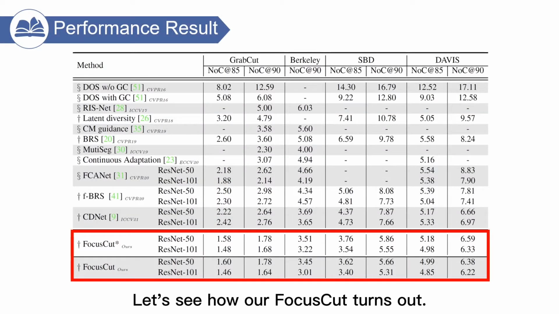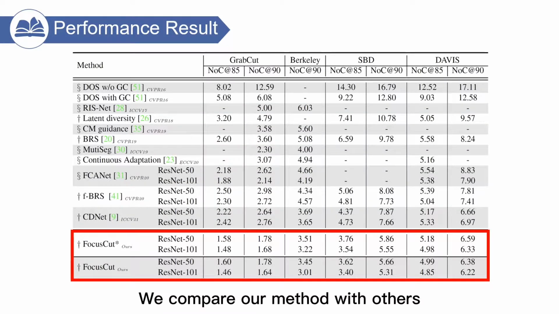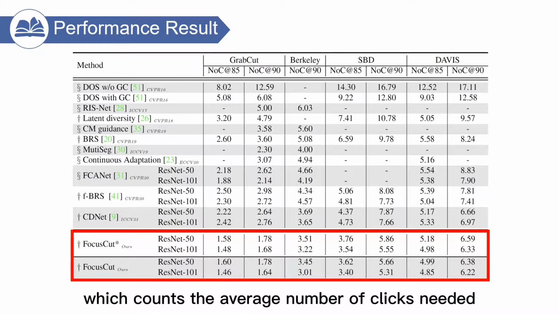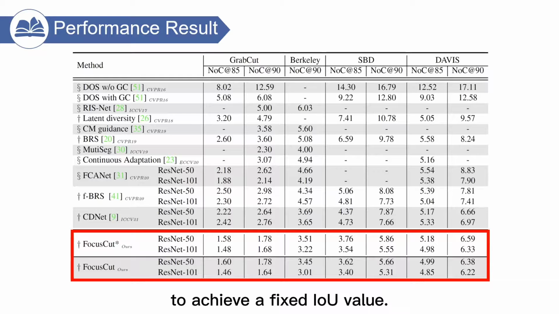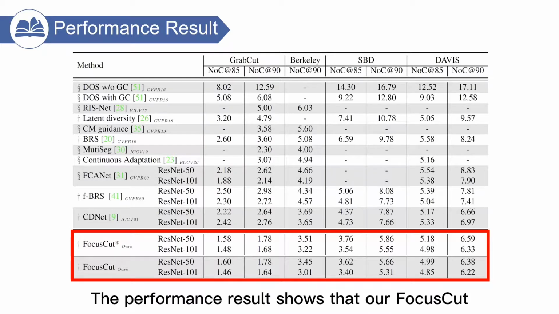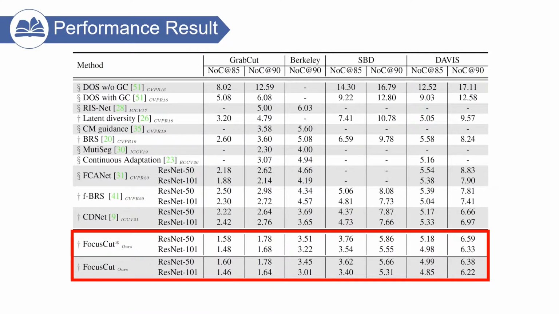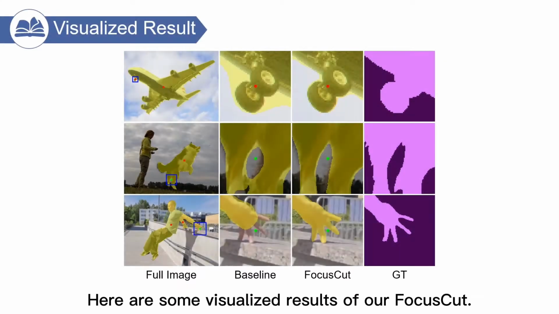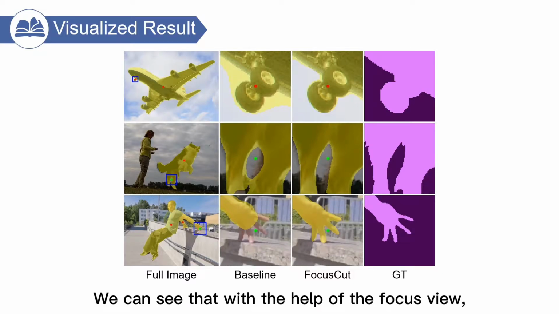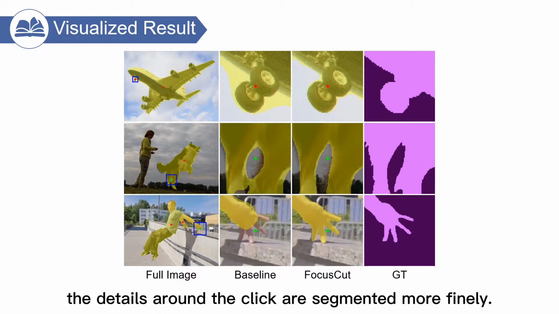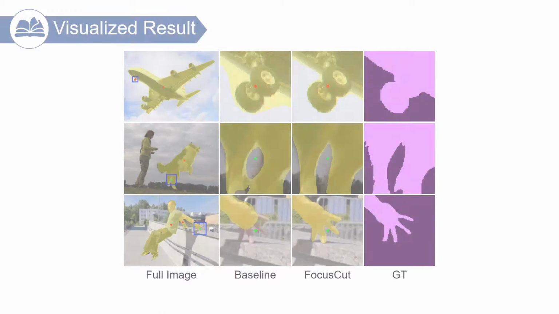Let's see how our FocusCut turns out. We compare our method with others on the most common NOC metric, which counts the average number of clicks needed to achieve a fixed IOU value. The performance result shows that our FocusCut achieves the state-of-the-art performance on 4 widely used datasets. Here are some visualized results of our FocusCut. We can see that with the help of the focus view, the details around the click are segmented more finely.